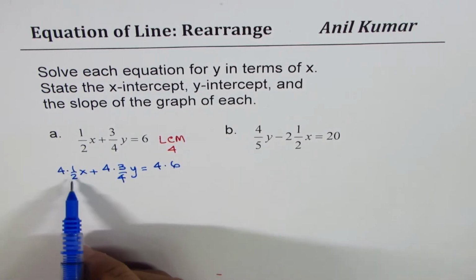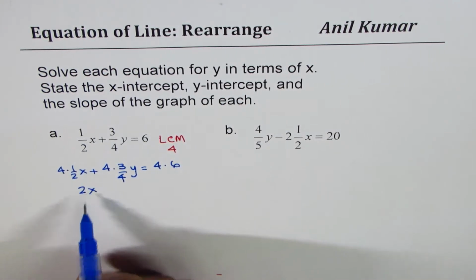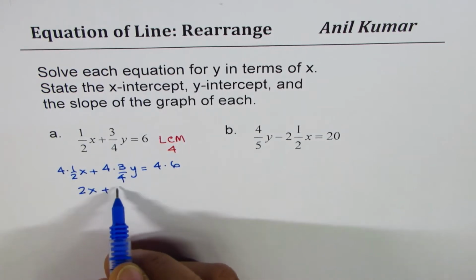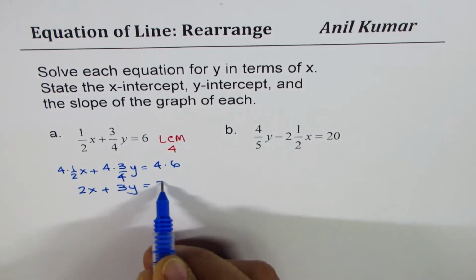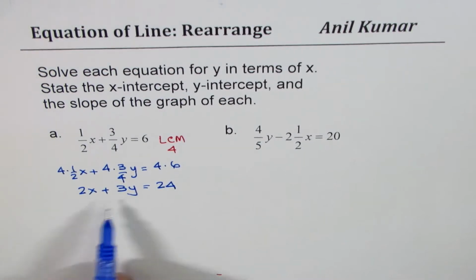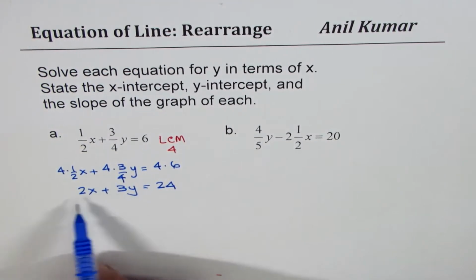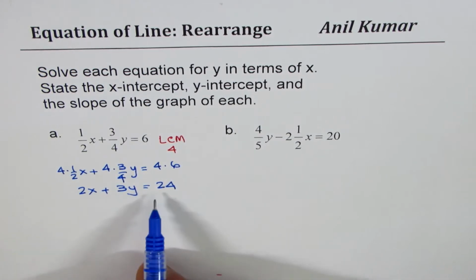So when you do that, 4 divided by 2 is 2, so we get 2x. 4 and 4 cancel, plus 3y equals 24, right? So we get an equation 2x plus 3y equals 24. From this equation, we can find both x and y intercepts.